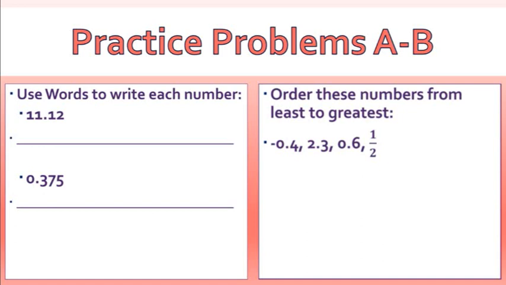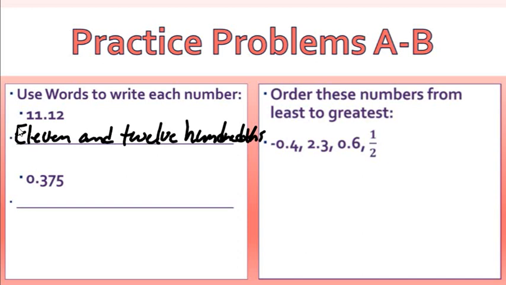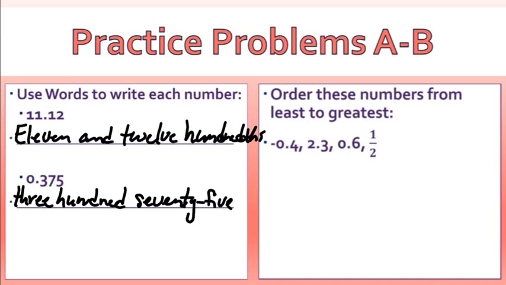Next example, use words to write each number. So we have 11 and 12 hundredths. There's 2 decimal places. Then we have 300 75. This would be thousandths because it's 3 decimal places.